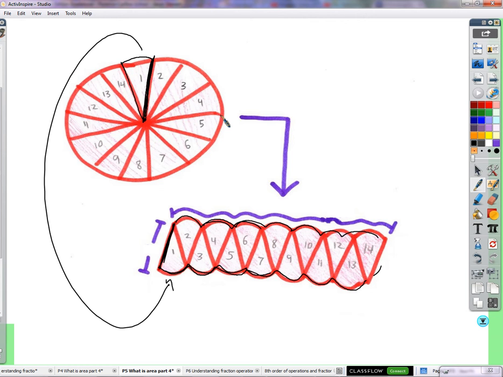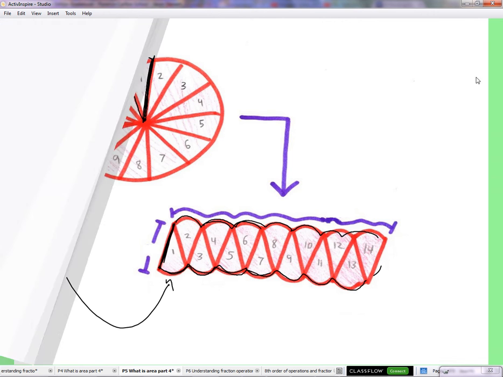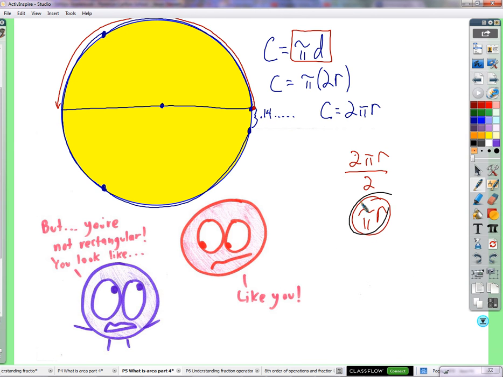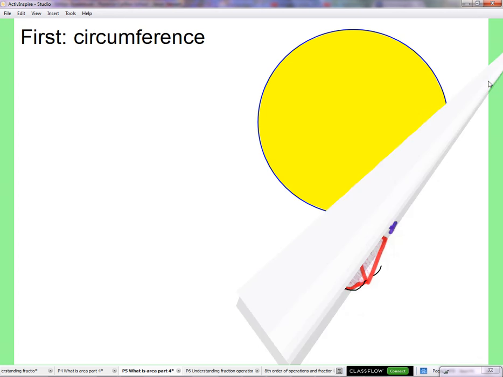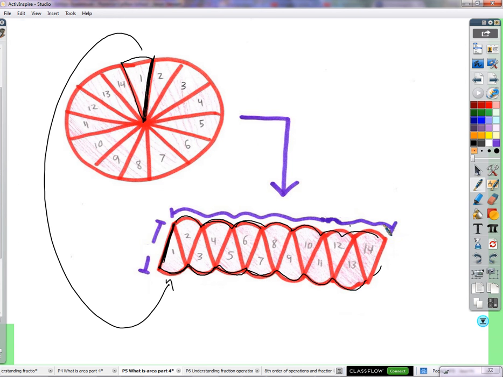Now, if I add up just the top parts, then what do I have? Half of the circumference. And half the circumference is equal to what? Pi r. We did it back here. Half the circumference is just 1 pi r. Not 2 pi r, that's the whole circumference. So if I add up all these bumps on top here, I get pi times r. And here is the radius.